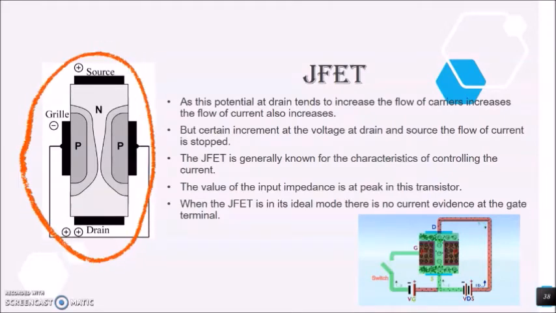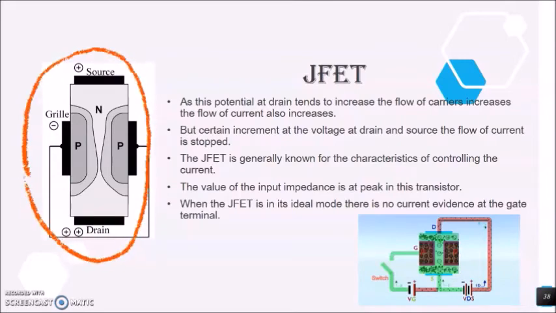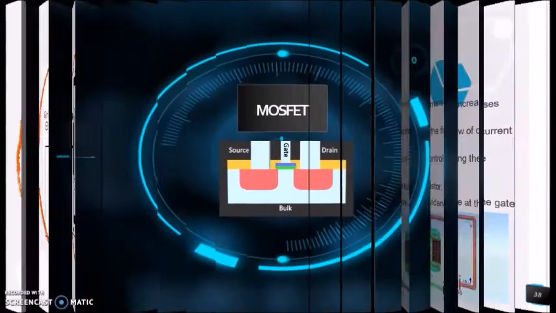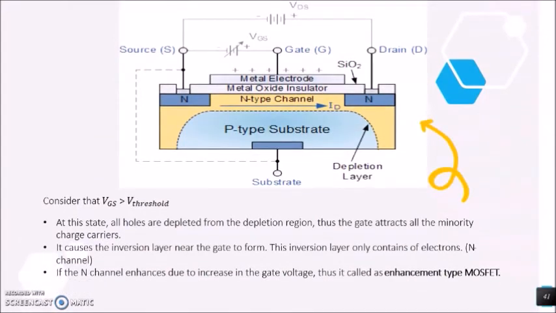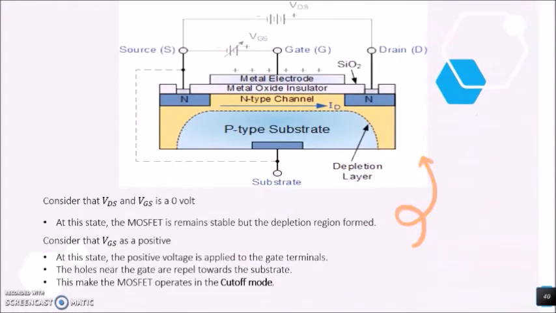For the MOSFET part, the working principle is like this. Now you can see the figure above. Consider that VDS and VGS are 0 volts. At this state, the MOSFET remains stable but the depletion region is formed.